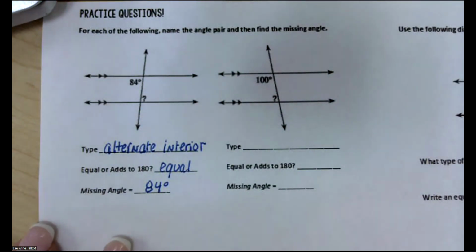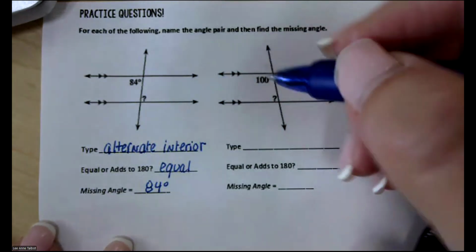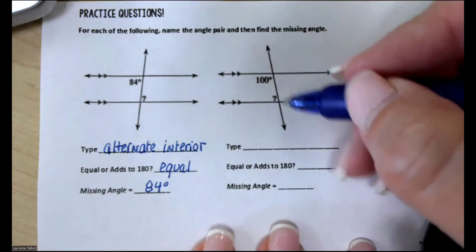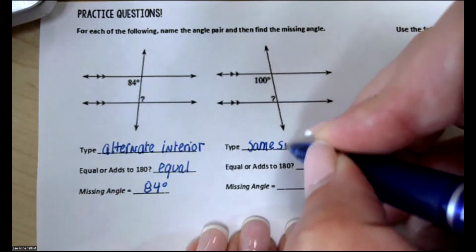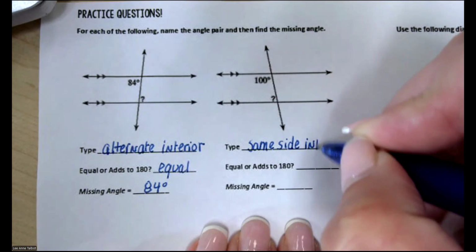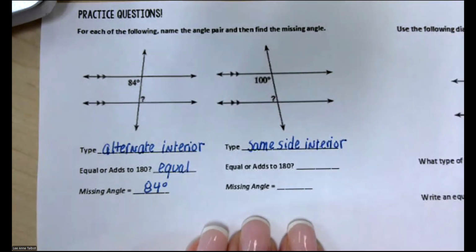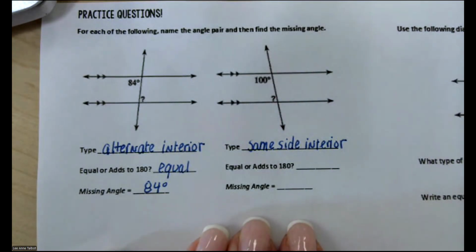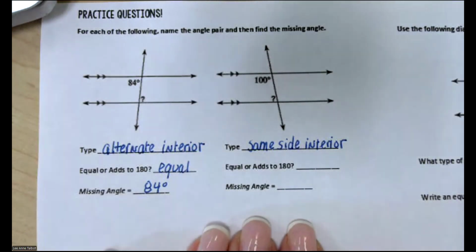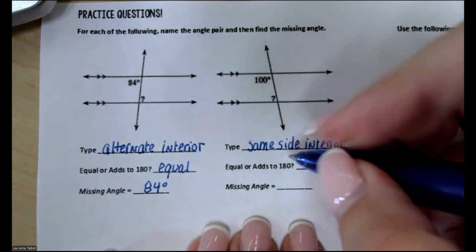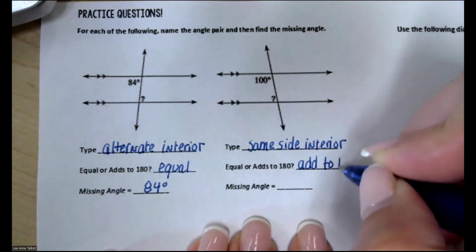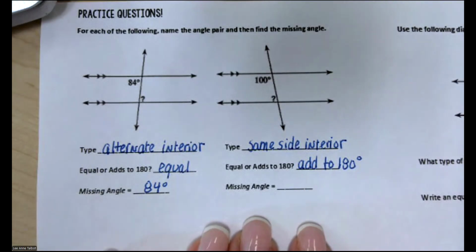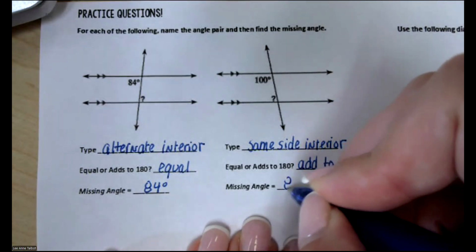These two are pretty easy. We'll see what you think about the other one. Okay, so what type are these two? Okay, equal or add to 180? So that means the missing angle has to be 80.